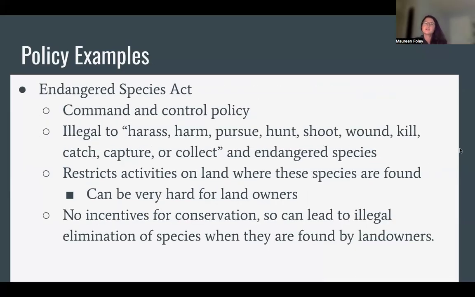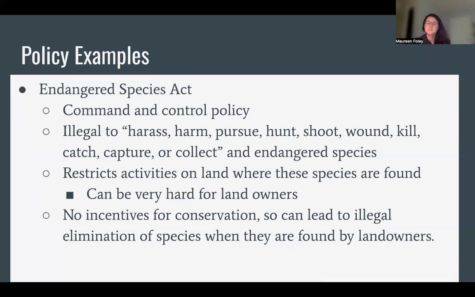Then we have the Endangered Species Act. So this one has been around for a little while, and it kind of came out of logging, which is technically an agricultural pursuit. And it is a command and control policy. It is an absolutely put the foot down kind of policy. It has been changed a little bit since its inception, and unfortunately, those changes have made it easier for people to find loopholes and to get around it.